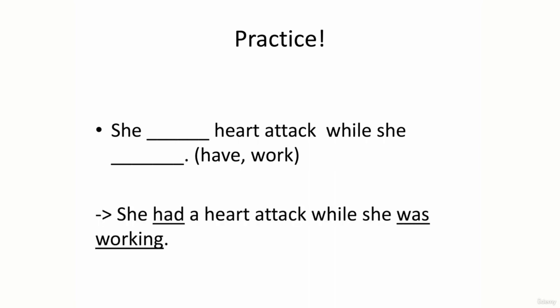She had a heart attack while she was working. While she was working was the action that was happening in the past continuous until another action started, which is generally in the past simple. Don't be fooled by the order of the sentence. Working was the first action, and having a heart attack was the second one that interrupted it.